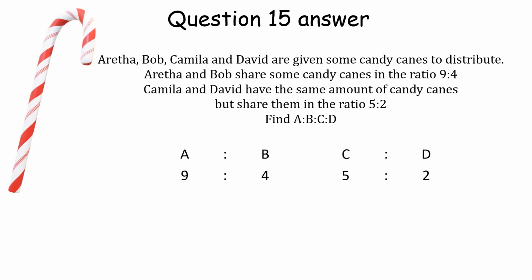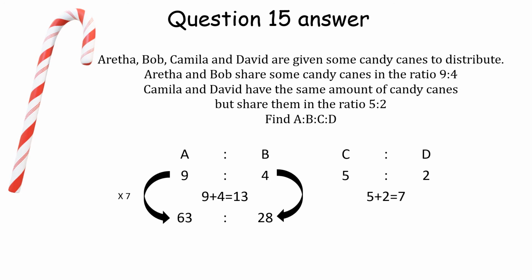Question 15. Aretha and Bob have the ratio 9 to 4 and Camilla and David have the ratio 5 to 2. The total parts for Aretha and Bob is 13, and the total parts for Camilla and David is 7. We need to make their total parts the same. If we multiply Aretha and Bob's by 7 and Camilla and David's by 13, then both ratios have 91 parts.